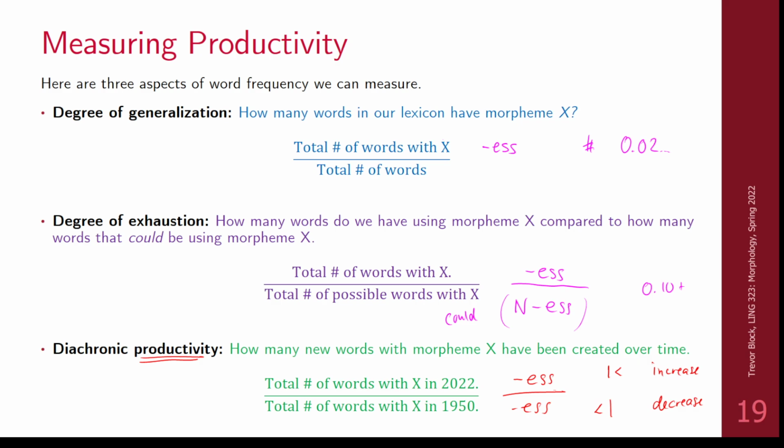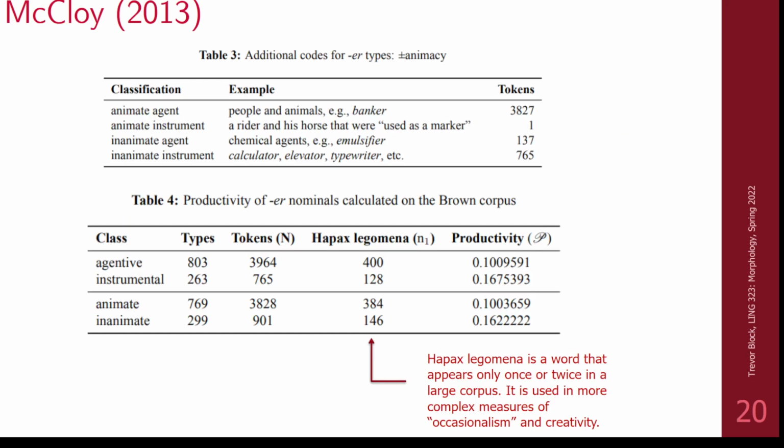Now there's a few more ways of measuring things, but we won't talk about that just because they use more complicated measurements. So I wanted to bring up one study that we didn't get to talk about in papers, but just an illustration of productivity. So McCloy looked at the -er verbal suffix. So this is like banker, worker, typewriter, elevator, words here. To see how productive this morpheme was. And they looked at two things. They looked at animacy versus inanimacy.